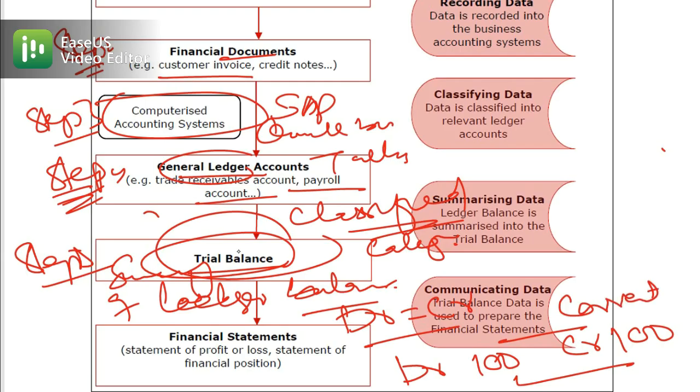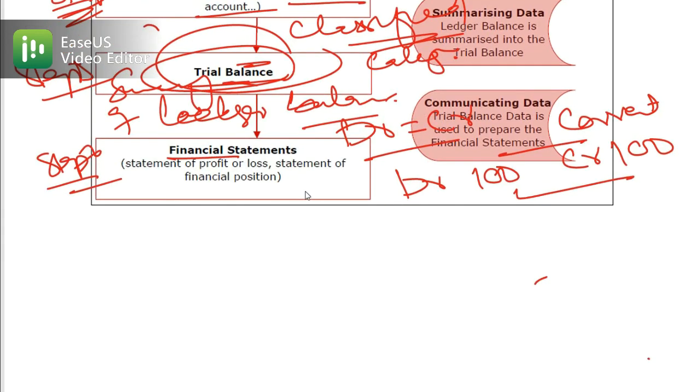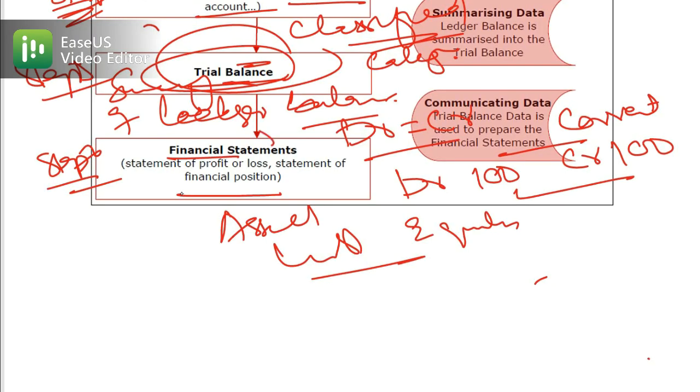And after that, you will have step number 6, and this is related to the financial statement, which means your final reports, which are prepared for decision makers. We have types of financial statements which will be examined in your exam: the statement of financial position and the statement of profit or loss. The statement of profit or loss shows income and expenses, while the statement of financial position shows your assets, liabilities, and equity. Okay, so these financial statements are shared with managers, investors, and government.